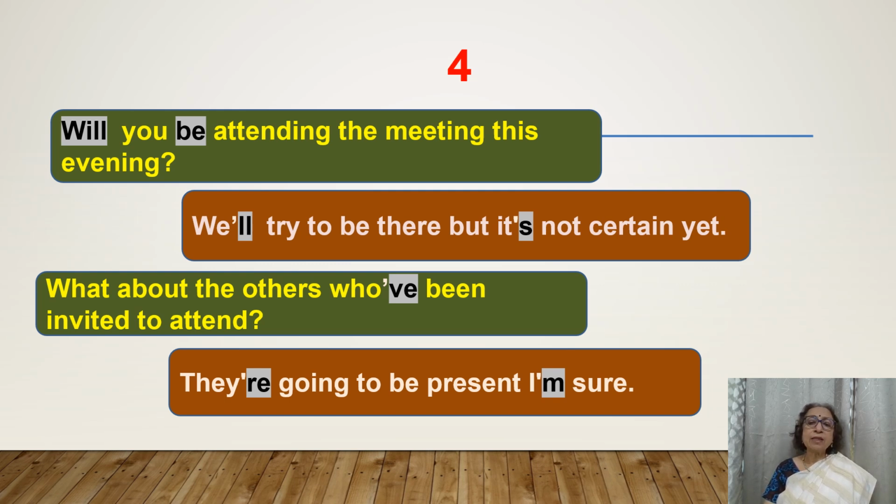What about the others who've been invited to attend? What about the others? Pause. Who've been invited to attend? Again, full together. They are going to be present. Again, pause. I'm sure. So you see how rhythmic the language is. And if you break the rhythm, then however good your grammar is, you're not going to get appreciated for your English. You need to keep the rhythm of the language, not break it.